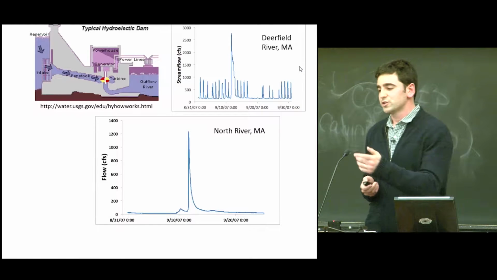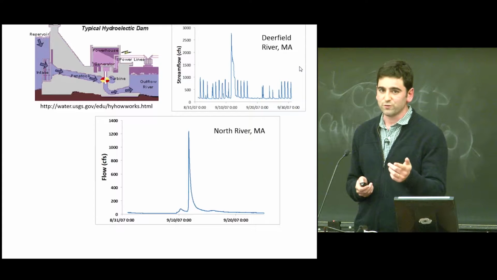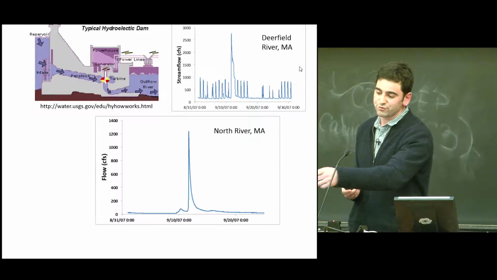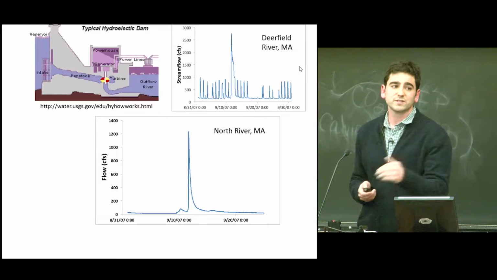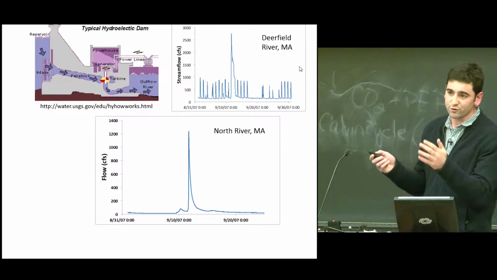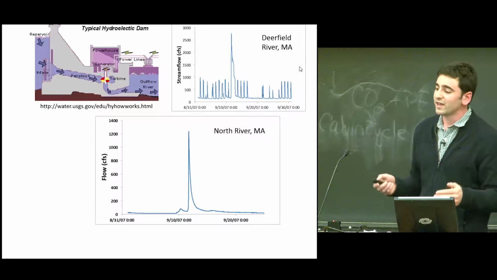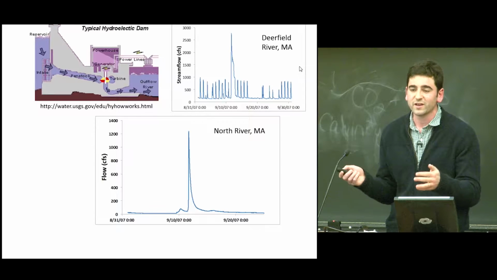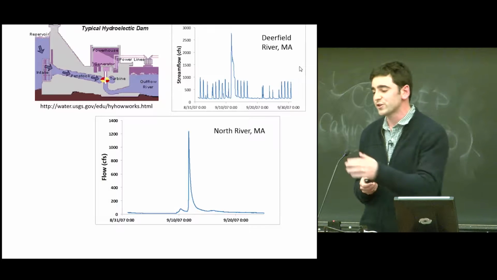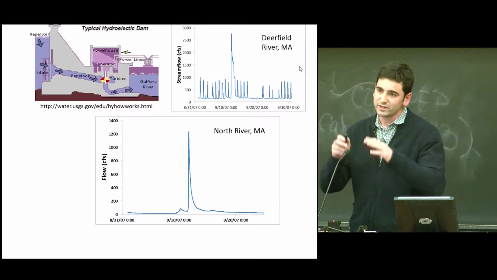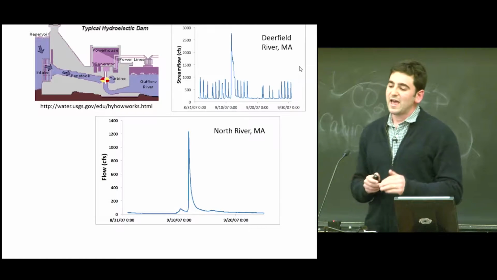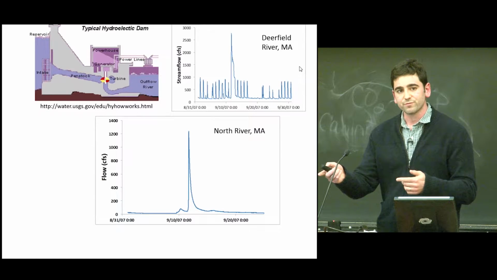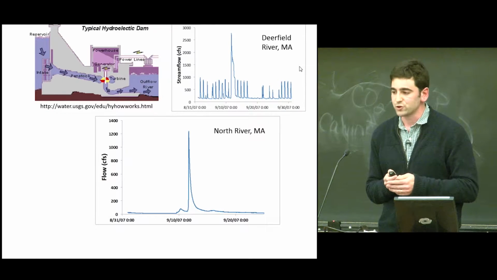but this isn't so good for the fish. So the fish evolved over many centuries to a hydrologic regime that looks something like this. So this is a tributary actually going into the Deerfield. It's unregulated, and it's over the same time period. So this is what the flow probably would have looked like if the dams weren't there. And so you can see one storm and generally base flow everywhere else.